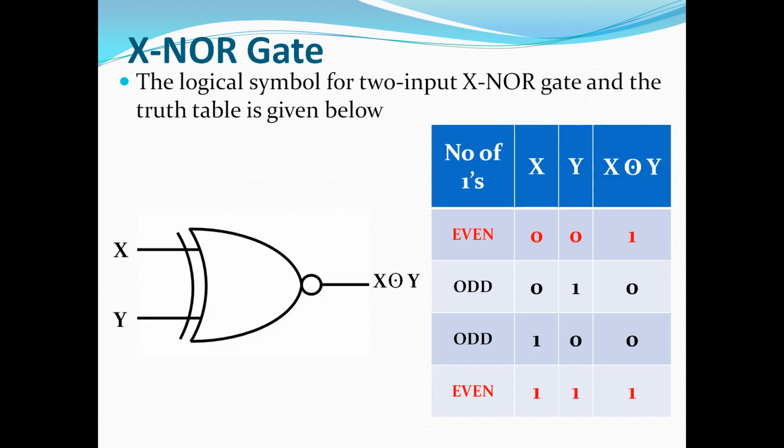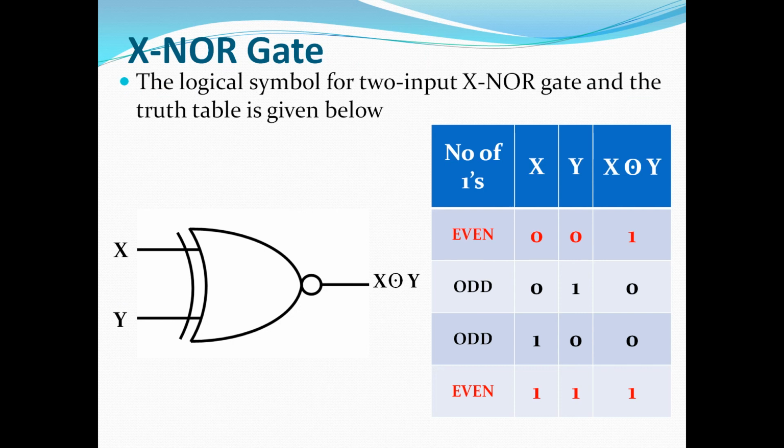And here is the logical symbol. In this logical symbol, it is the same as the XOR symbol, but one circle is required at the end. So it is an XNOR gate: a NOR gate, then exclusive. X and Y are the inputs, and X XNOR Y will be the output.